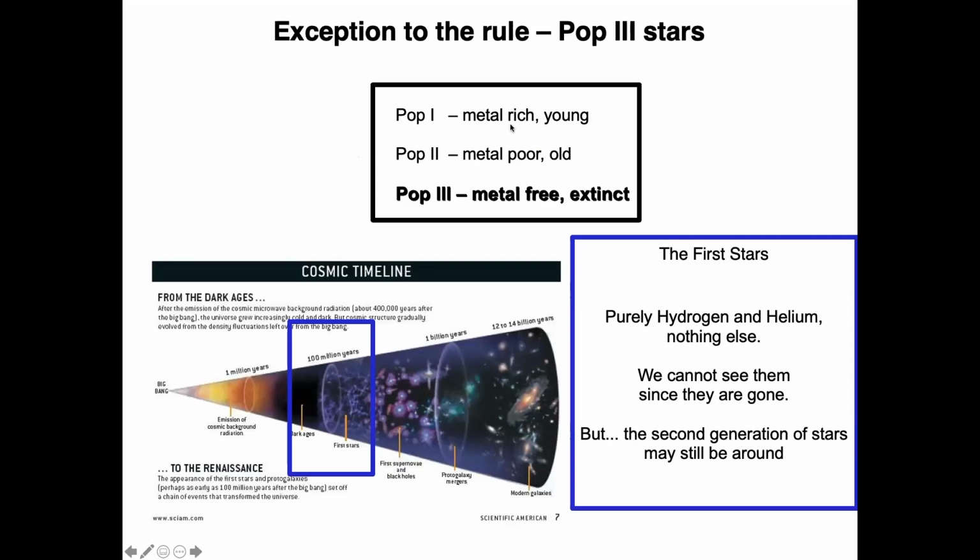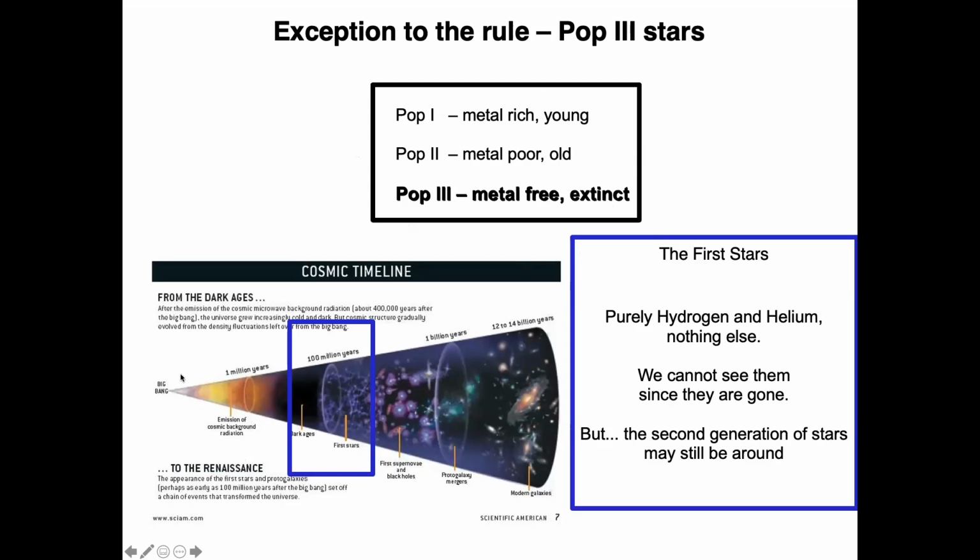Population 3 stars, they are different than population 1 and 2. So population 1 are metal rich and young. Population 2 are metal poor and old. Population 3 stars are metal free and extinct. They're supposed to be the first stars in the universe, when the universe was hydrogen and helium and nothing else.